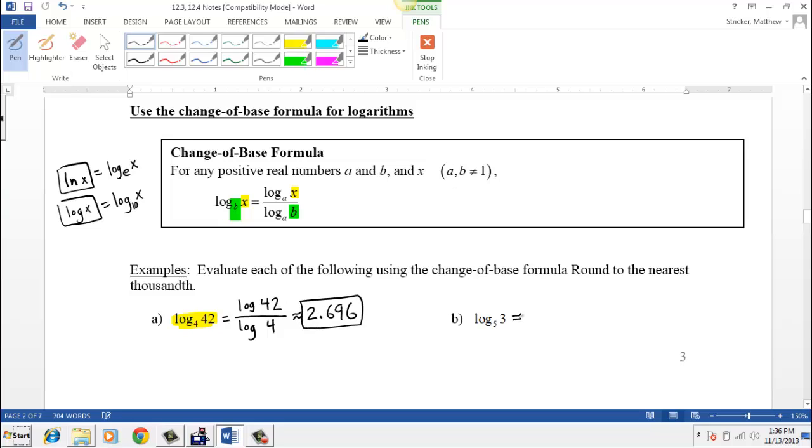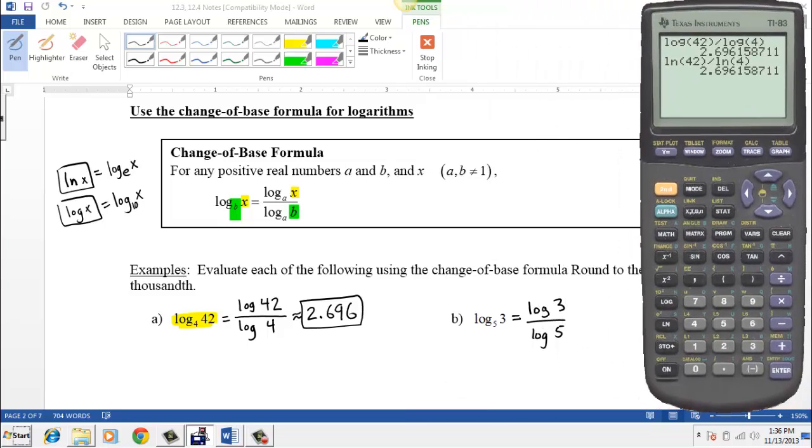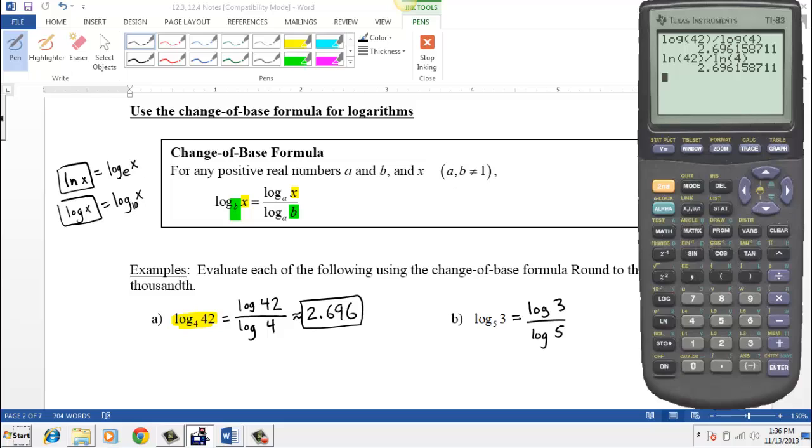If we try the next one here, this is going to be the log of the argument divided by the log of the base. Calculating that, the log of 3 divided by the log of 5 is equal to about 0.683 if we round.